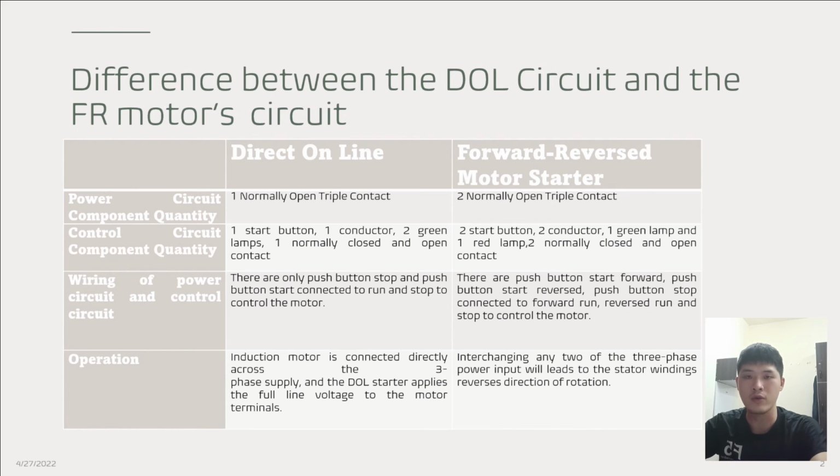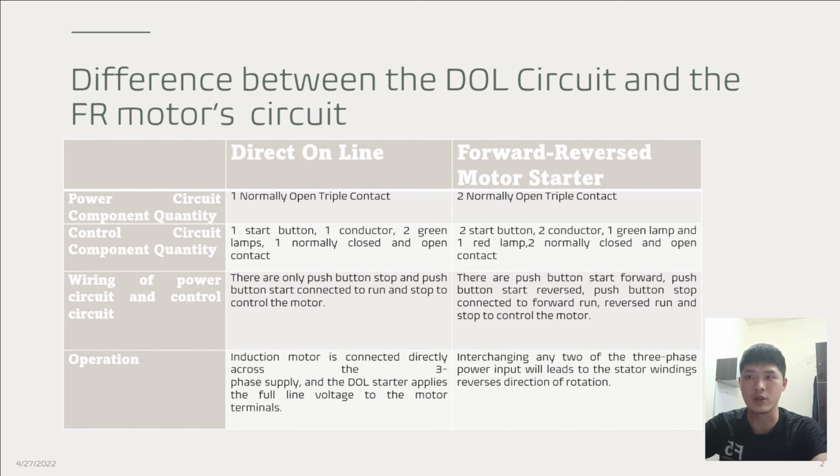For the wiring of the direct online starter, there are only a push button stop and a push button start connected to run and stop to control the motor. While for the forward reverse motor starter, there are push button start forward, push button start reverse, and push button stop, connected to forward run, reverse run, and stop to control the motor.